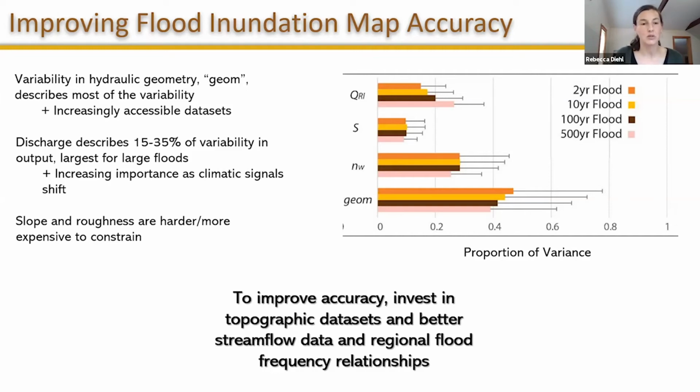I also want to draw our attention to this discharge variable here, which describes between 15 and 35% of the variability in output. And the largest amount of variability is in these larger floods. And this is important, right? Because our understanding of flood events is decreasing. Our uncertainty is actually growing, especially for these larger floods. And so this is another area we probably want to focus our efforts on to reduce that uncertainty.